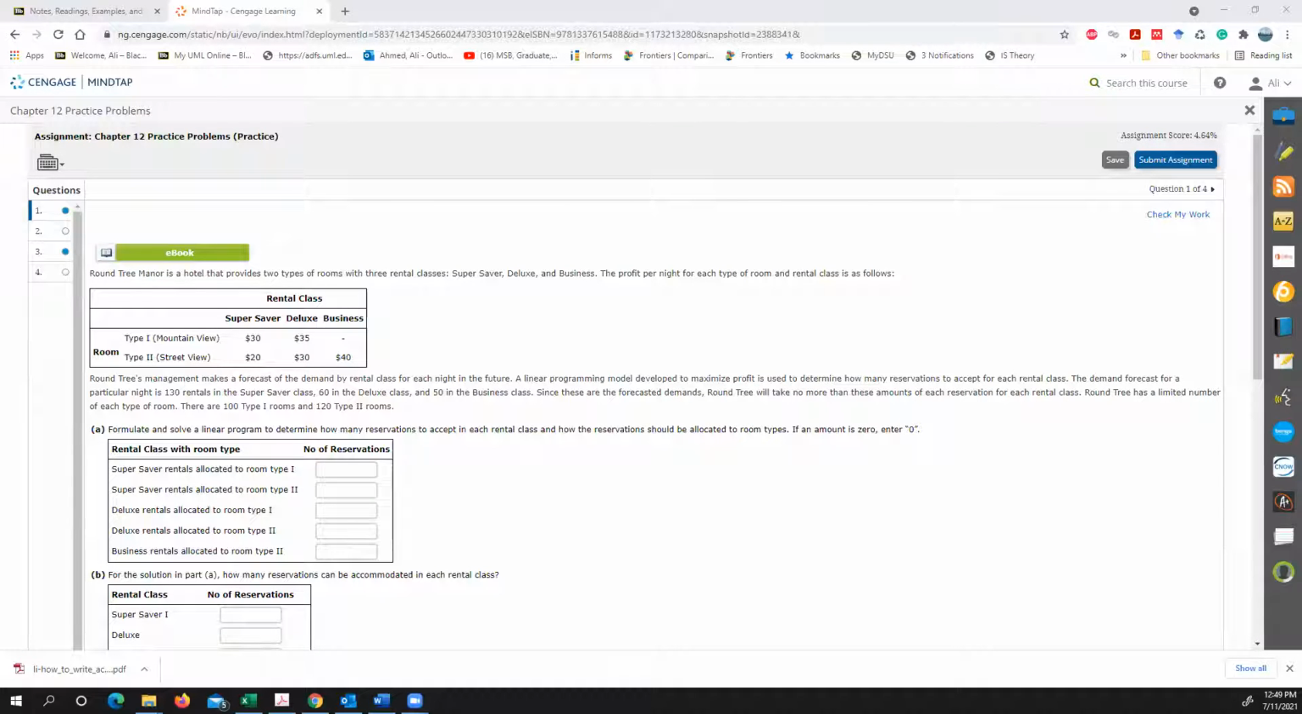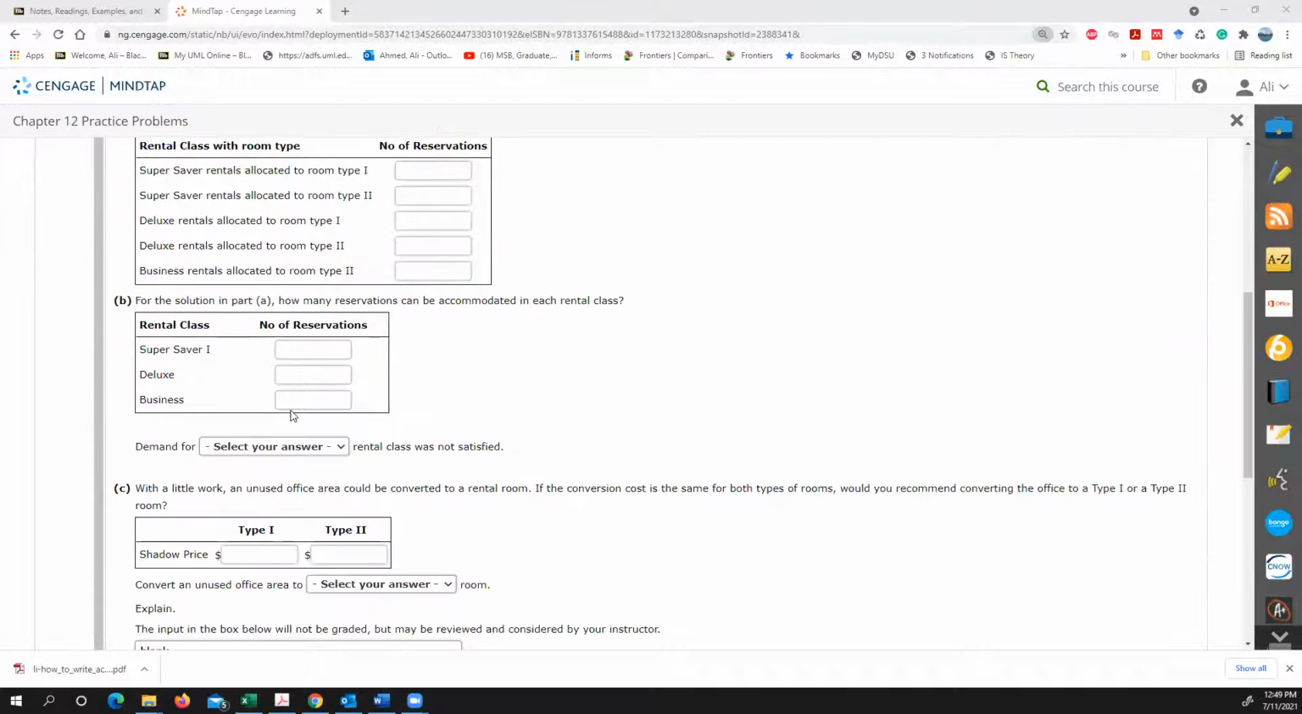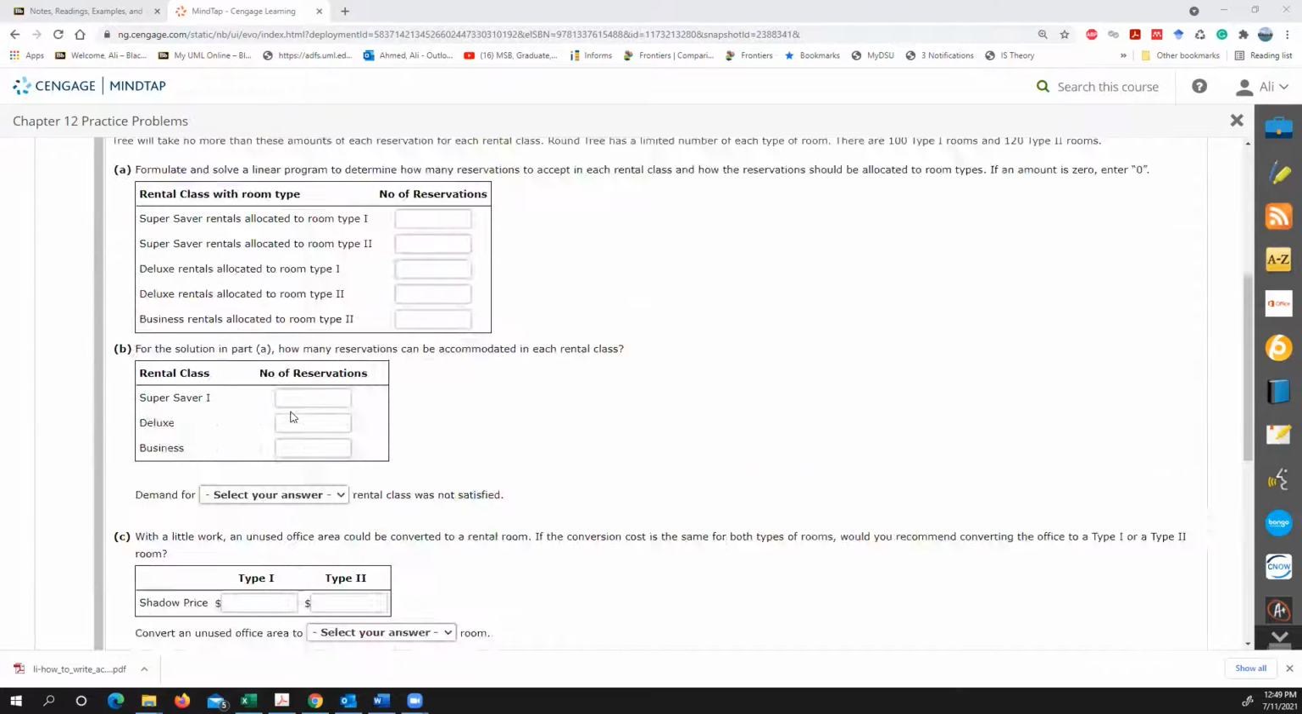All right, so I've been asked to do practice problems for chapter 12. Right now I am on question number 1 for chapter 12. So let's go over this question and solve it.